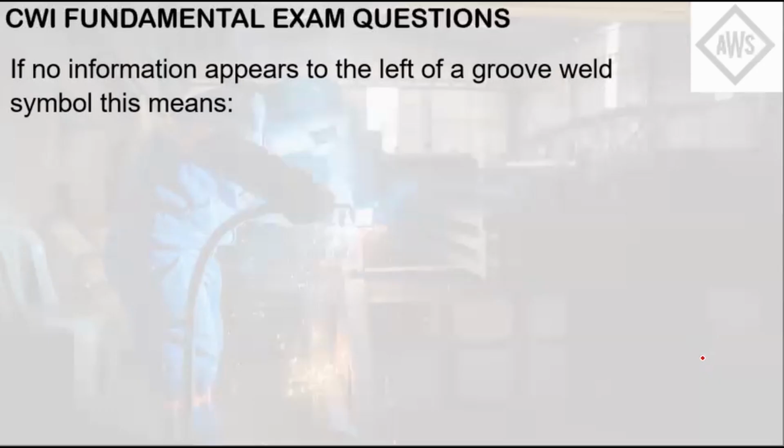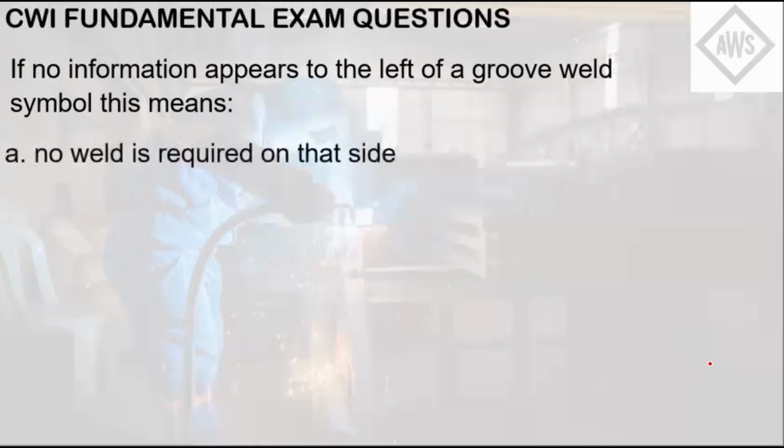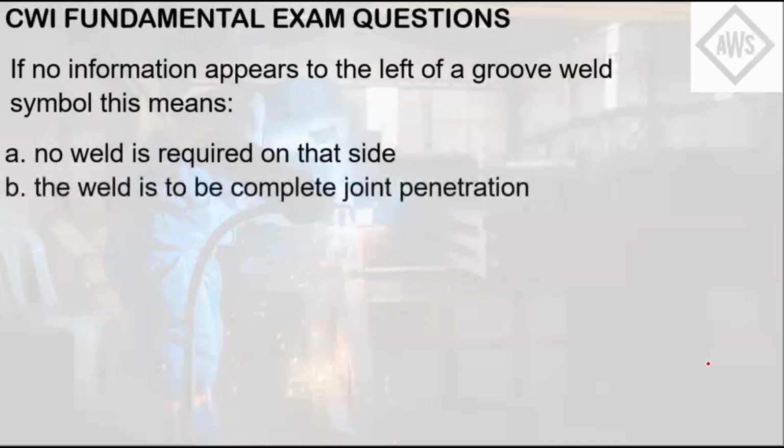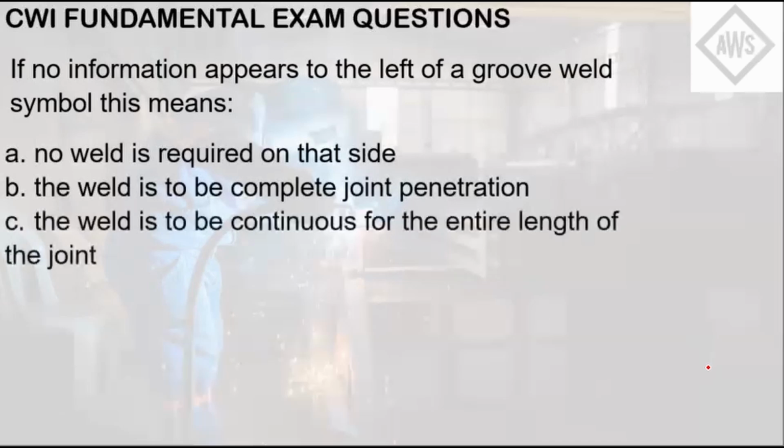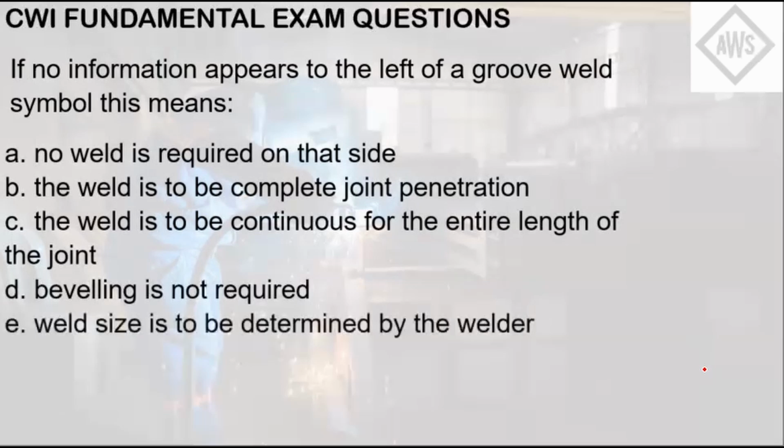If no information appears to the left of a groove weld symbol, this means A, no weld is required on that side. Letter B, the weld is to be complete joint penetration. Letter C, the weld is to be continuous for the entire length of the joint. Letter D, beveling is not required. Letter E, weld size is to be determined by the welder.